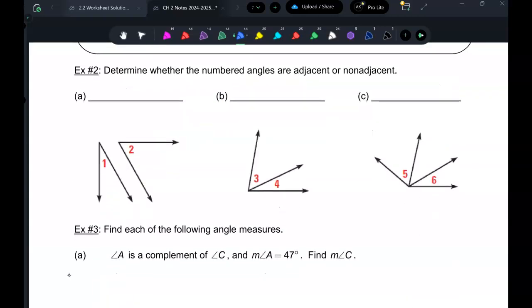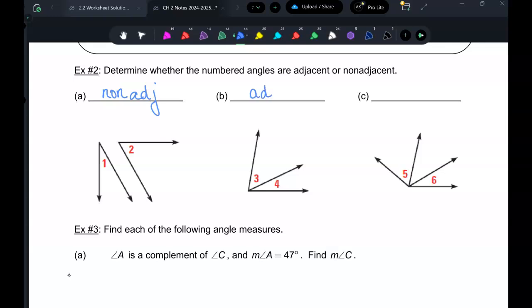Okay. Determine whether the numbered angles are adjacent or non-adjacent. Real simple here. Not trying to trick you or anything, but are these adjacent or not adjacent? Non-adjacent. Yeah, we'll just say non-ADJ. 3 and 4. Adjacent.